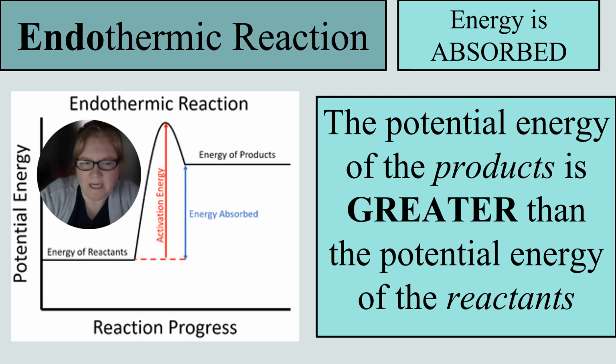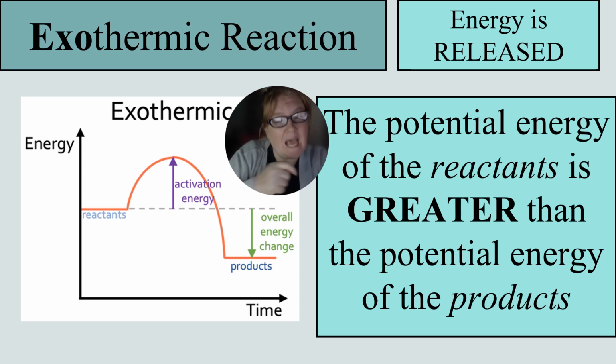In an endothermic reaction, energy is absorbed. So that means the potential energy of the products is greater than the potential energy of the reactants. Overall, the amount of energy increased from reactants to products. Whereas in an exothermic reaction, the potential energy of the reactants is greater than the potential energy of the products. So energy is released. When we compare the potential energy of the reactants to the products, it goes down.